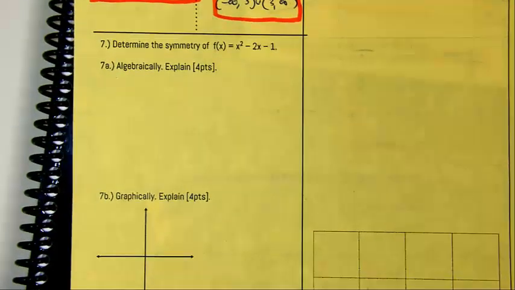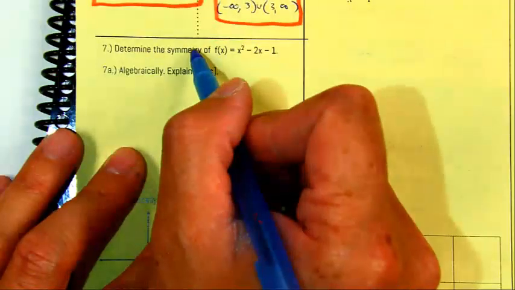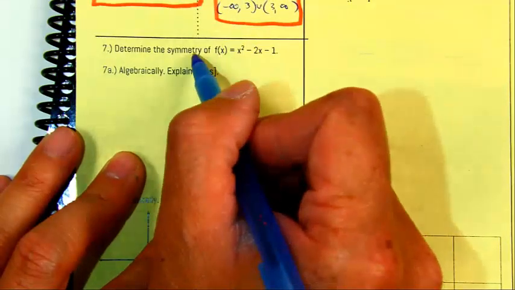Alright, question number 7. I keep switching it up to keep you on your toes. Determine the symmetry. Symmetry is just referring to: is it kind of mirrored or imaged over the y-axis? Is it rotated around the origin, or is it neither?